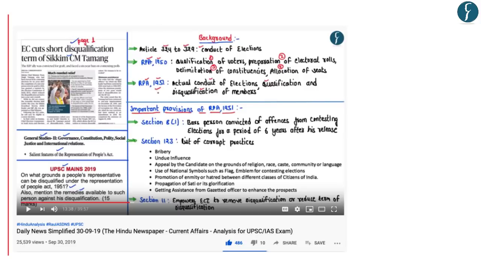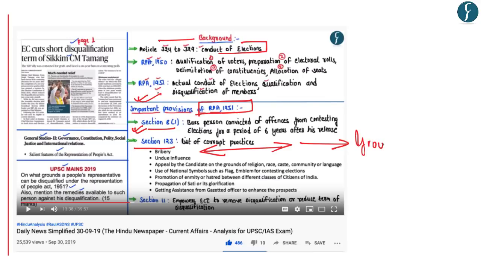As you can see, he covered different important aspects with respect to Article 324 as well as 329 of the Indian Constitution with respect to conduct of elections, as well as important provisions of the Representation of People Act 1951, whereby he mentioned clearly about Section 8 as well as Section 123, which list down a number of corrupt practices which also become grounds for disqualification.